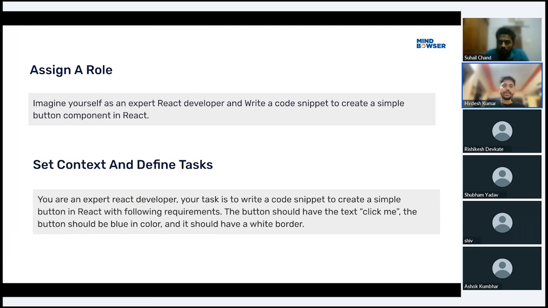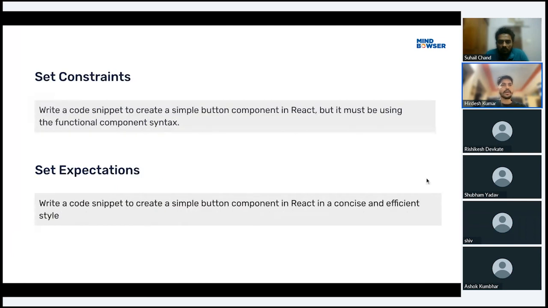Okay. Now in the second step, as we already said, we have to set the context and define the task. So in the second step, I have given more information about my task or my goal. Here I've said the button should have the text "Click me", it should be in blue color, and it should have a white border. So here I have given more information about my task, my goal, right? After you have assigned the role, set the context, and defined the task, then you can set the constraints, right?